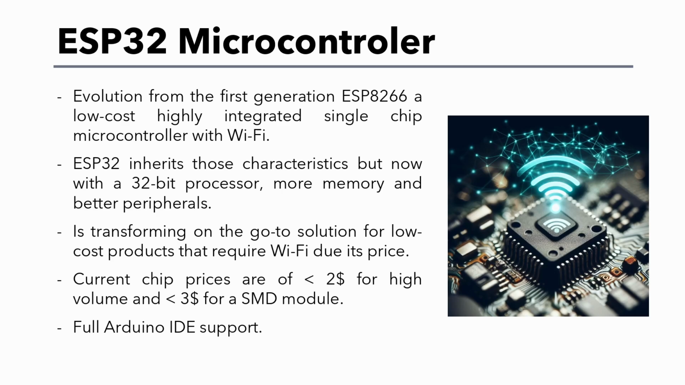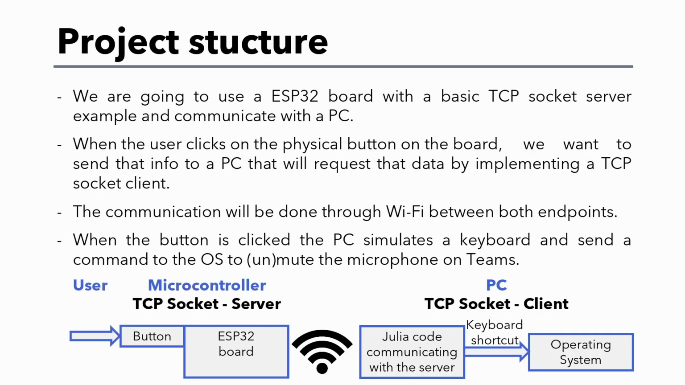You can easily program this device using the Arduino IDE. And that's what we are going to do today. We are going to use a basic TCP socket server and use it to communicate through Wi-Fi with the PC. We want that when a user clicks on the physical button that is available on the board, a packet is sent to the PC as a response to the client. On the PC client, we recognize that the button was clicked, and then by simulating the keyboard, we will hit the Teams shortcut to mute and unmute the microphone.